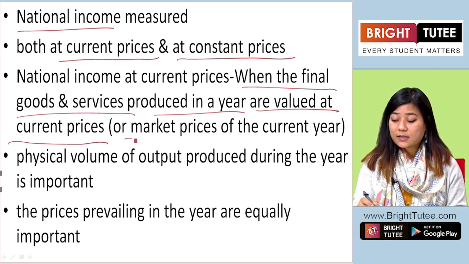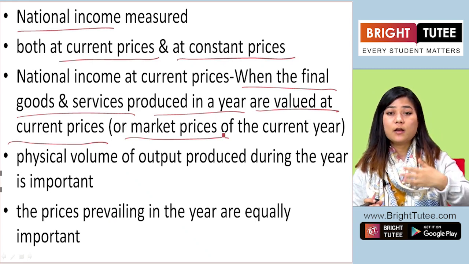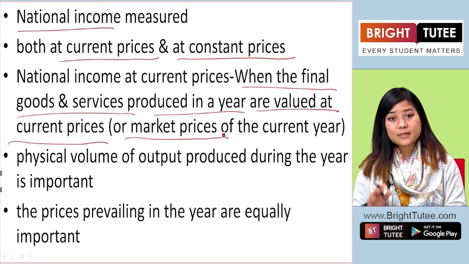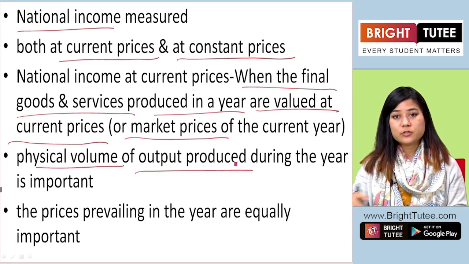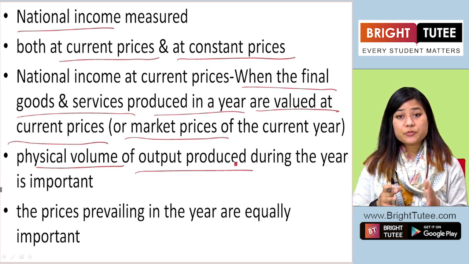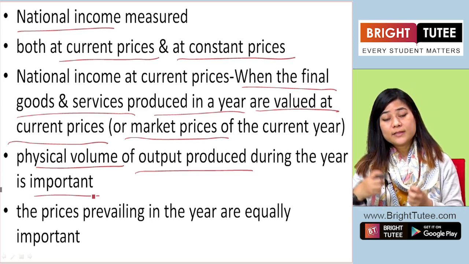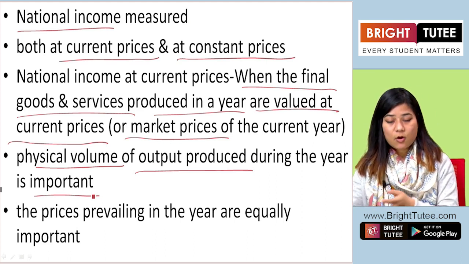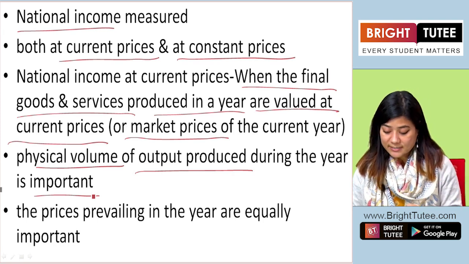Current prices means the market prices of that particular year, the prices which are going on in the market at the particular year. So for the national income at current prices, the physical volume or the quantity of the output, the quantity of the production during one particular year is very important. That will cause the current prices of the goods, and with that we can understand the national income at current prices.